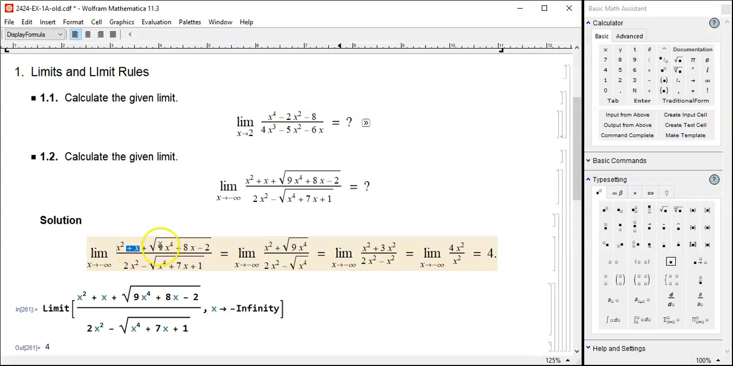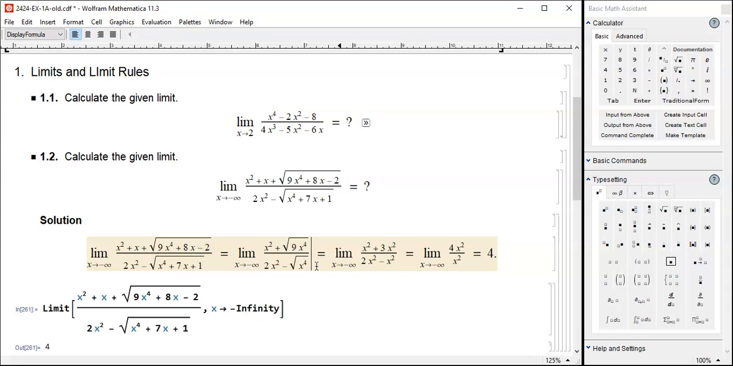As a matter of fact, 9x to the fourth power inside the square root has growth order of 2, which is equivalent to this. So yes, the numerator has growth order of 2. Same goes for the denominator. The 7x plus 1 is not important because x to the fourth power is much bigger inside the square root. Fourth power inside of the square root is equivalent to second power, so everything is now second power here.